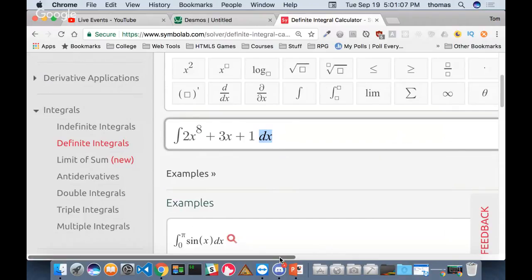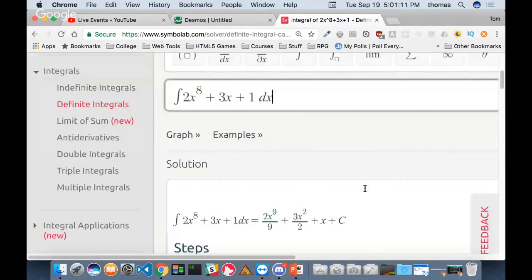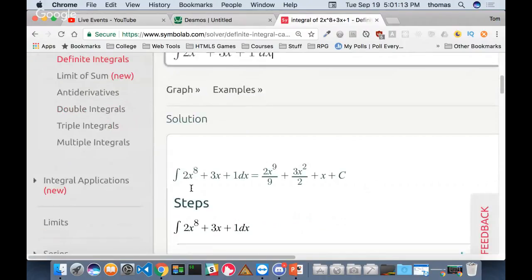If I go back over and see if I've made the right choices, I press go, and it gives you some steps. Notice that we have something very similar. The integral of 2x to the 8 plus 3x plus 1 dx is equal to 2 over 9 x to the 9 plus 3 over 2 x to the 2 plus x plus c, which is exactly what we got.